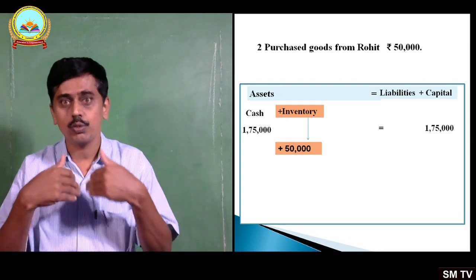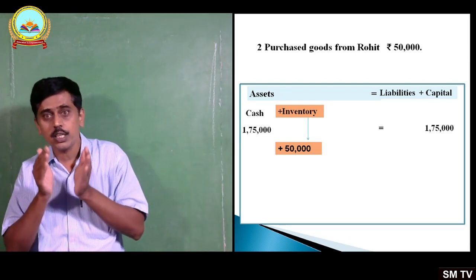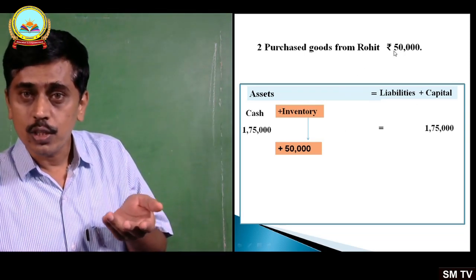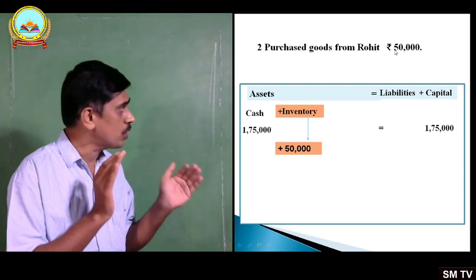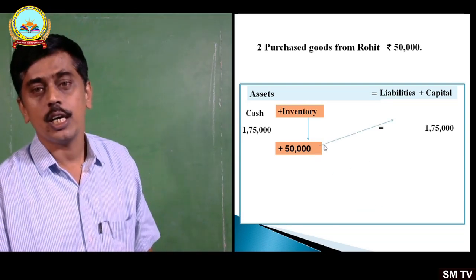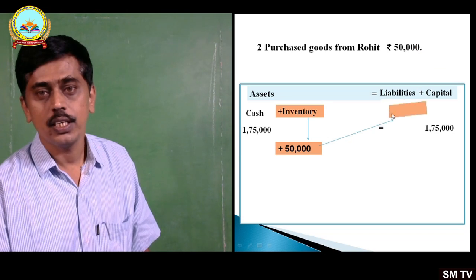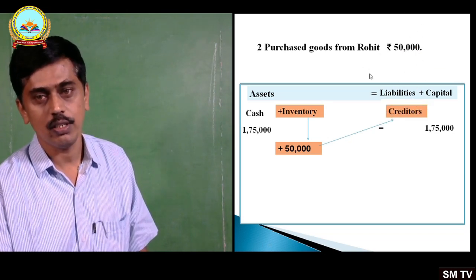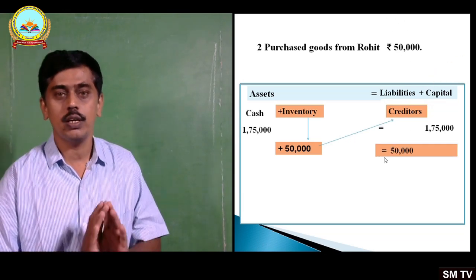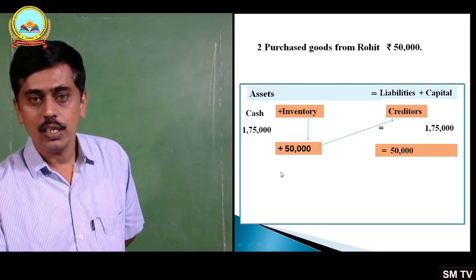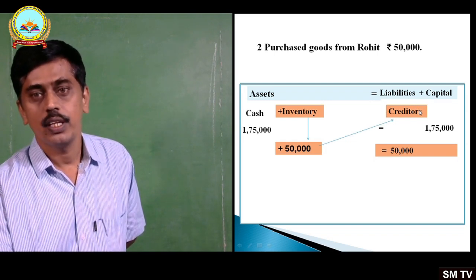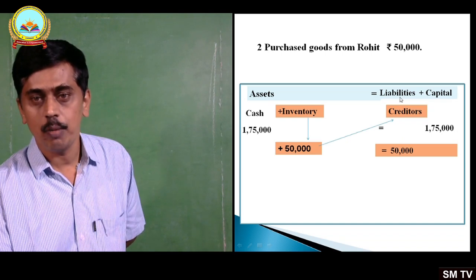Amount due from us to the outsider, or amount owed by the business to outsiders, is called a liability. So here we are supposed to pay 50,000 rupees to Rohit. It is pending, so it is a liability. So the other aspect affected is liability, in the form of creditors. Rohit is our creditor. The amount is 50,000. See, inventory comes in rupees 50,000, and as we have not paid the amount, Rohit becomes our creditor, so it's a liability.